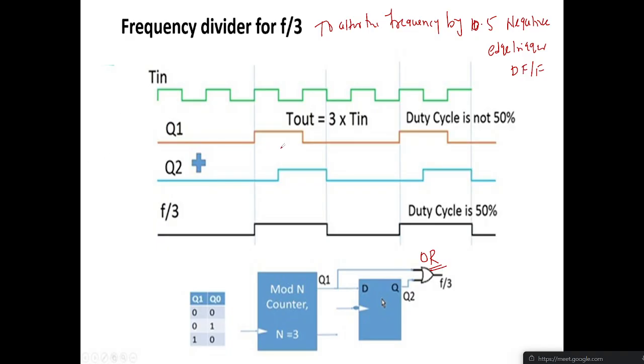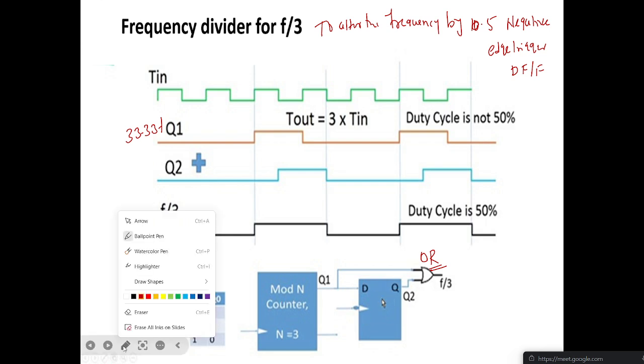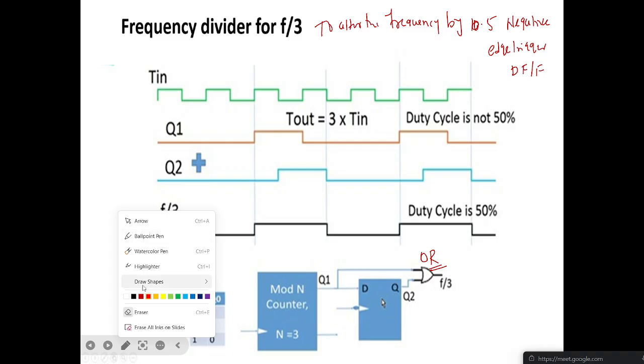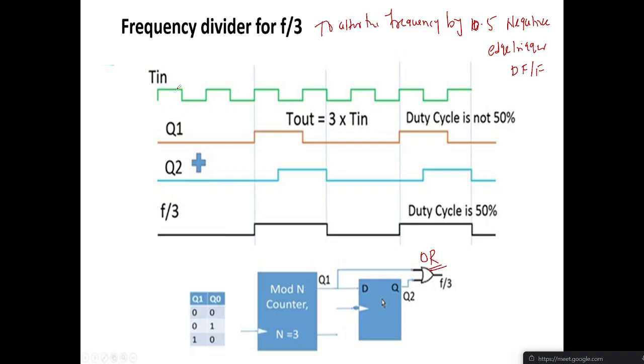So here, this is nothing but Q1. What is the duty cycle of Q1? 33.33%. This is acting as the input to the D flip flop, which is negative edge triggered. During the negative edge of the clock, it is going from 1 to 0.